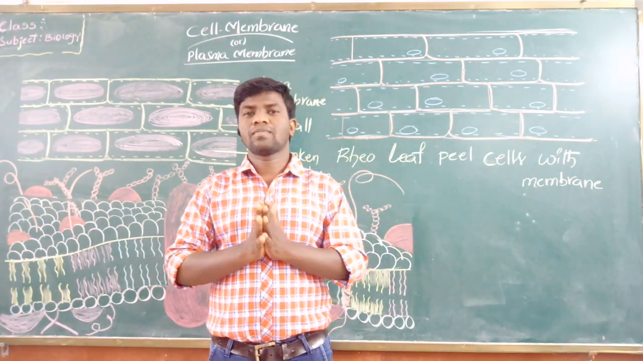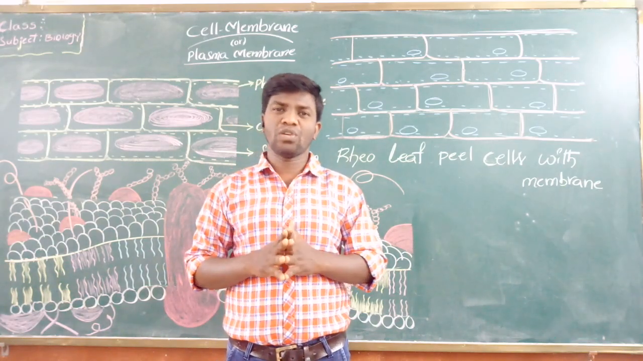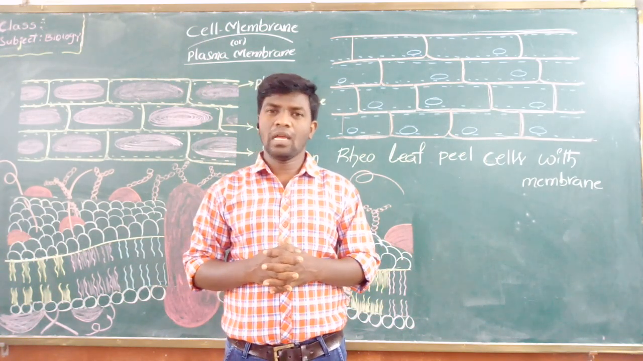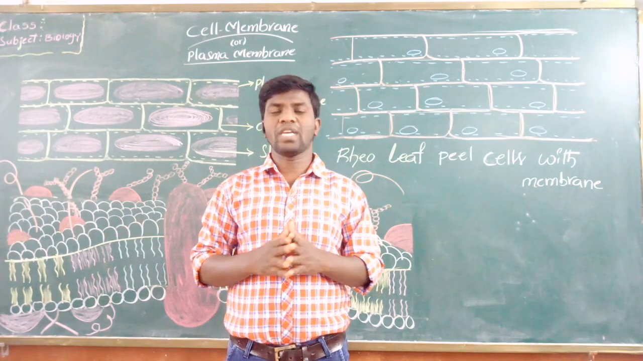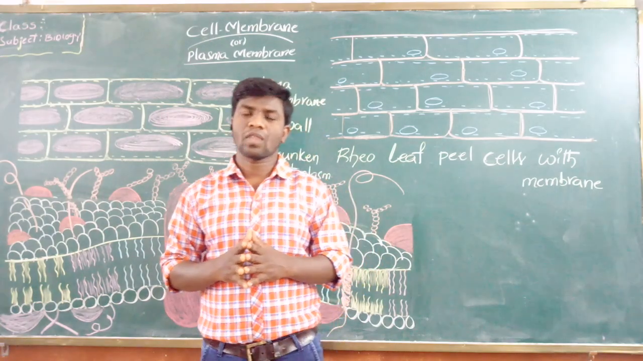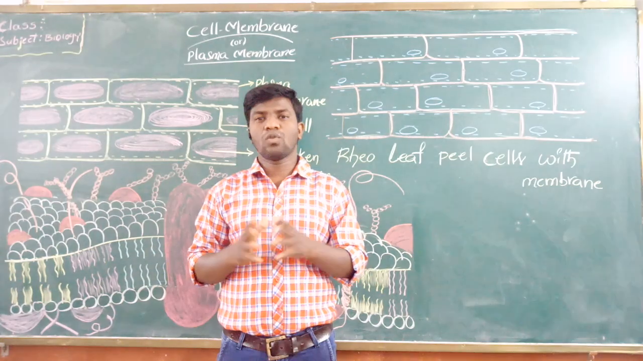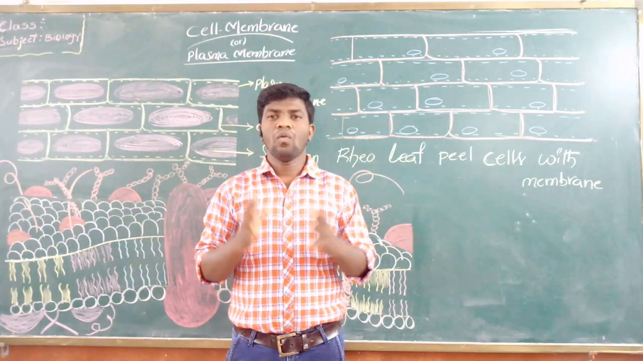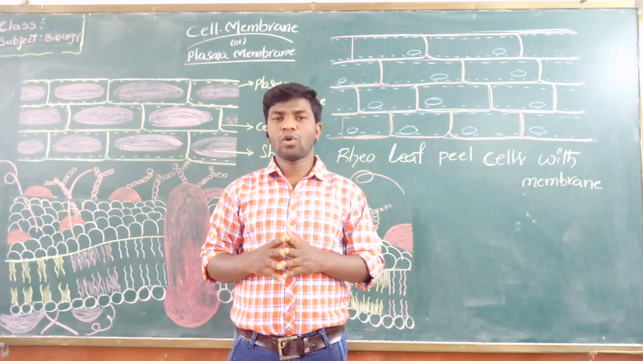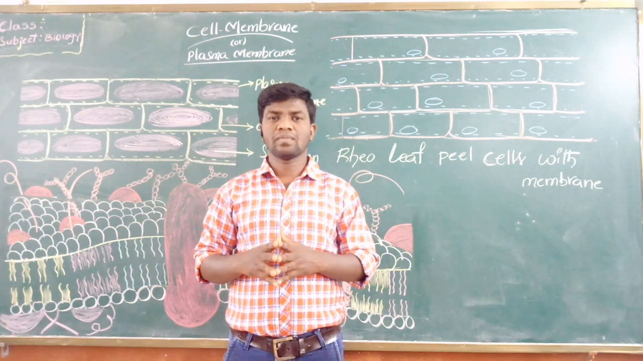Dear students, you are well known about the cell. Cell is the basic unit of life. A group of cells together forms tissue. A group of tissues forms organs. A group of organs forms organ systems. A group of organ systems forms one organism, a living being. That is the importance of the cell, and that's why we say cell is the basic unit of life.